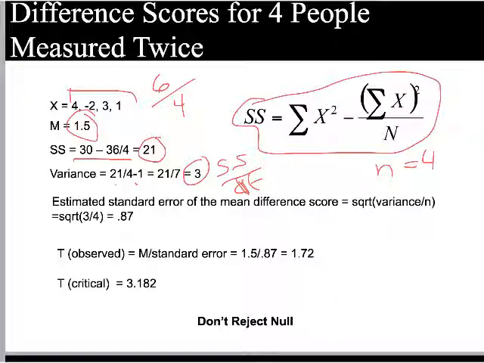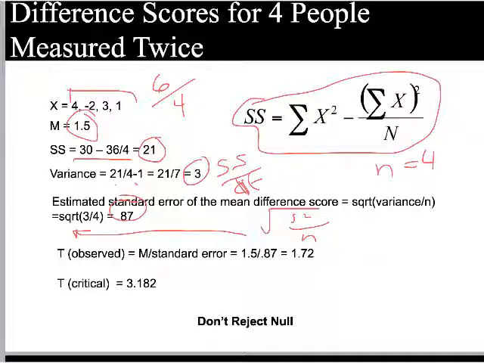And then we calculate the estimated standard error of the mean difference score, where we have the square root of the variance over n. That's right there. Square root of 3 over 4. 3 over 4 is 0.75, and the square root of 0.75 is 0.87. All right, and then finally, we can calculate t observed.